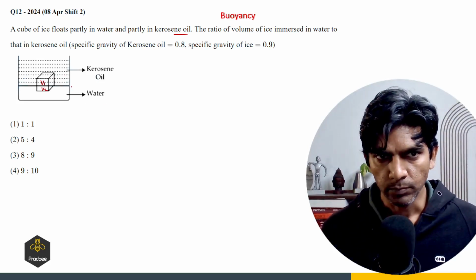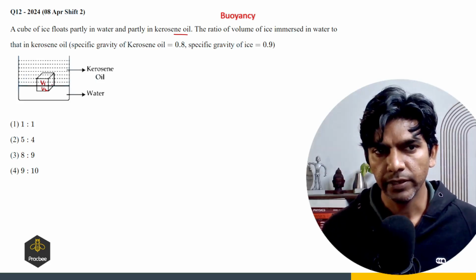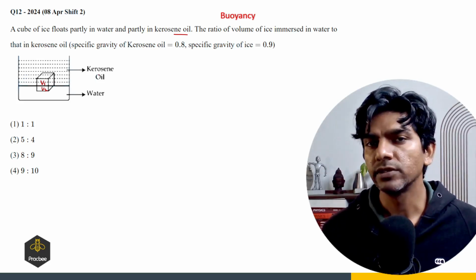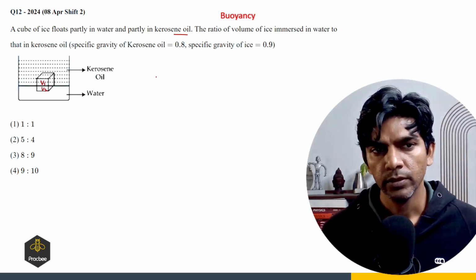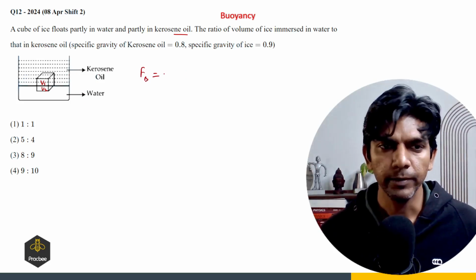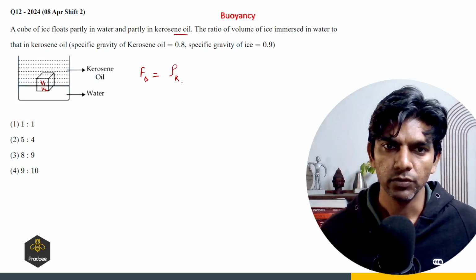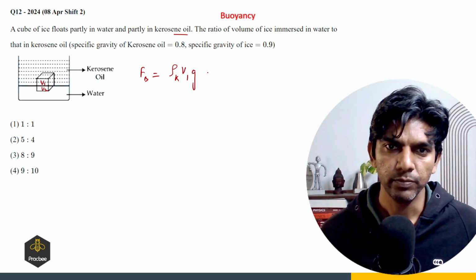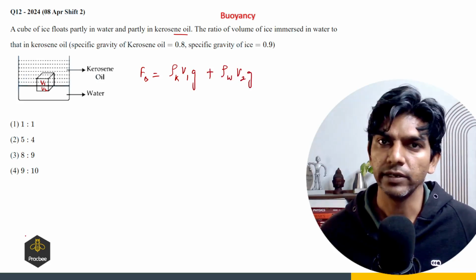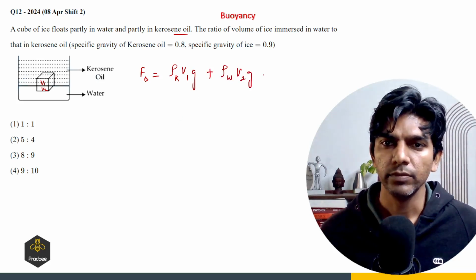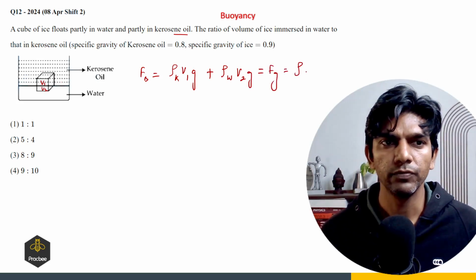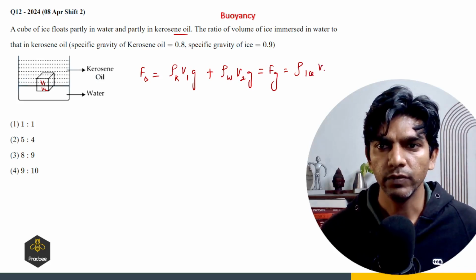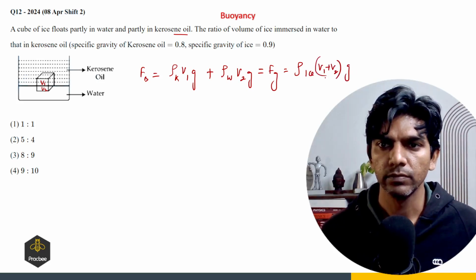So the kerosene displaced by the cube we can say is V1, and the water displaced by the cube is V2. So the buoyant force will be density of the kerosene oil times V1 times g plus density of water times V2 times g. Since it is in equilibrium, this buoyant force must equal the gravitational force, which will be density of ice times (V1 plus V2) times g, right?